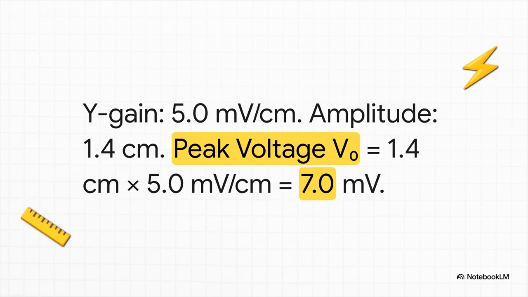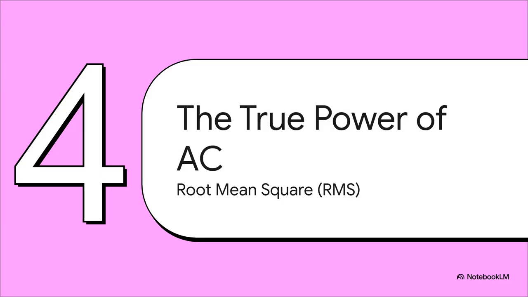Finding the peak voltage is just as simple, but this time we're looking at the vertical direction. First, you check the setting for the vertical scale, the Y gain. Here, it's 5 millivolts for every centimeter. Then, you measure the amplitude, and that's key. You measure from the center line up to the highest peak. In this case, that's 1.4 centimeters. So, you just multiply them. 1.4 centimeters times 5 millivolts per centimeter gives us a peak voltage of exactly 7.0 millivolts. Easy as that.